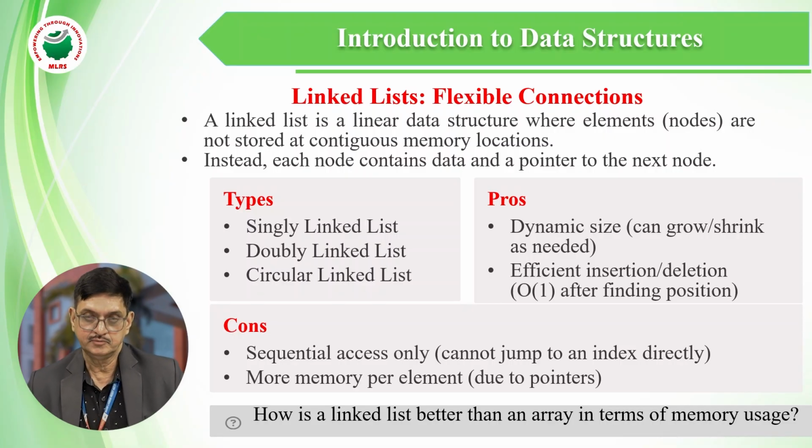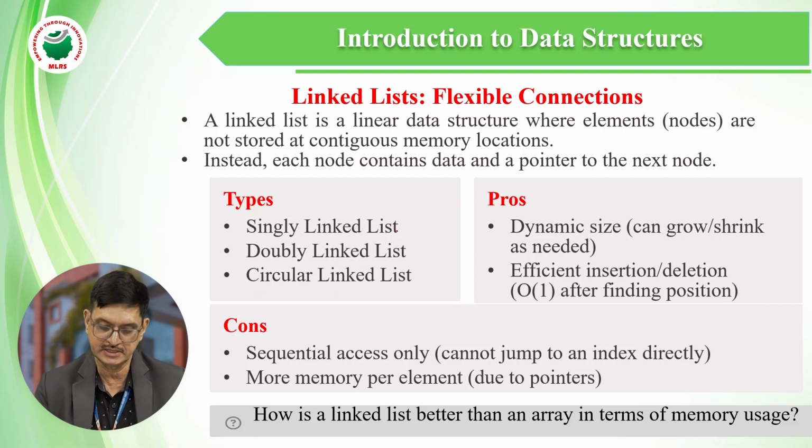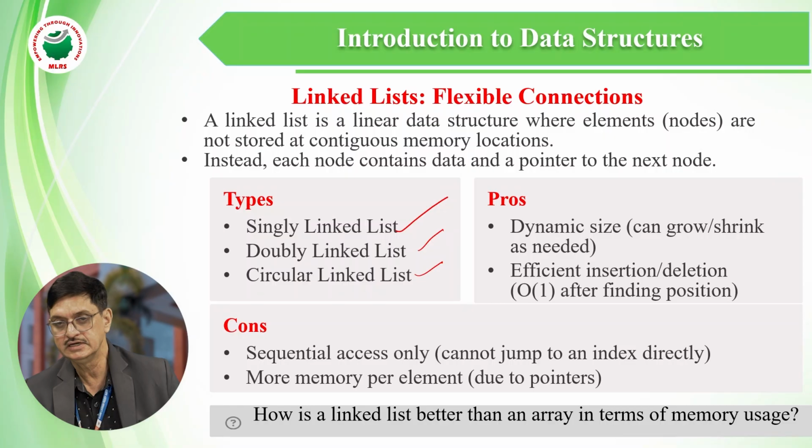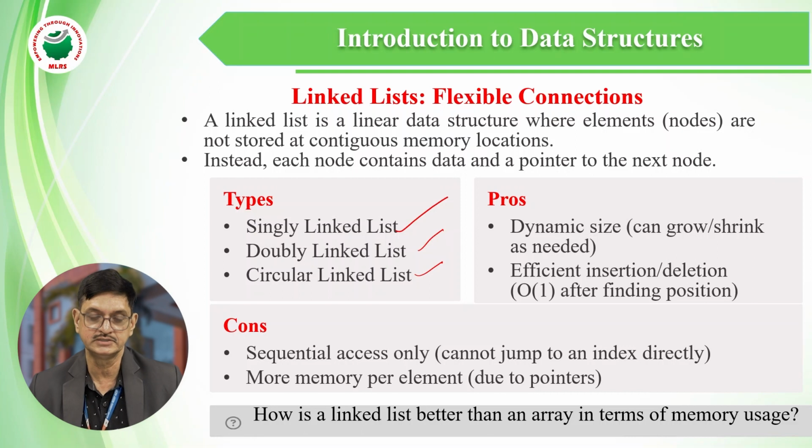There are different types of linked lists. The types can be a singly linked list, a doubly linked list, or a circular linked list. In a singly linked list, we can follow a sequence in the forward direction, moving from the first element to the last element. Whereas in a doubly linked list, like the singly linked list, we can move in the forward direction, but we can also move in the backward direction.